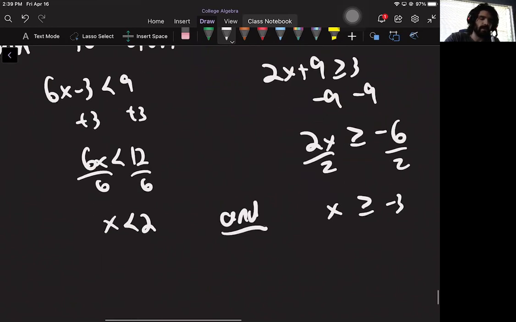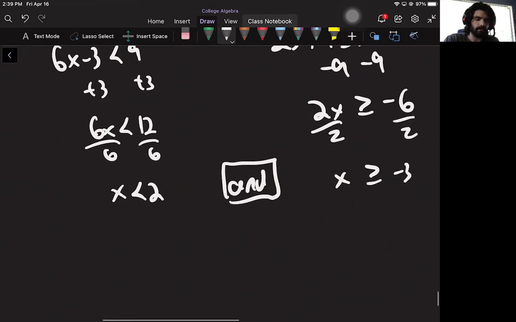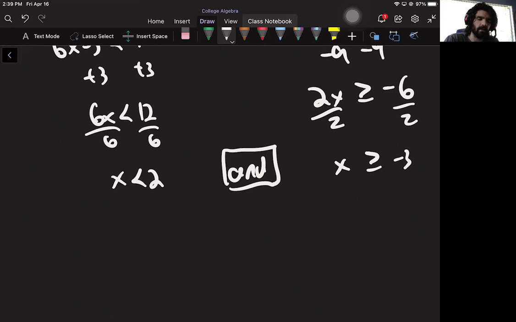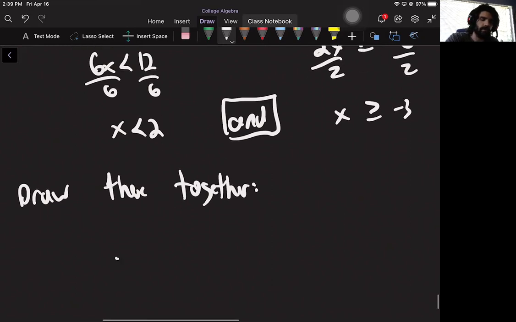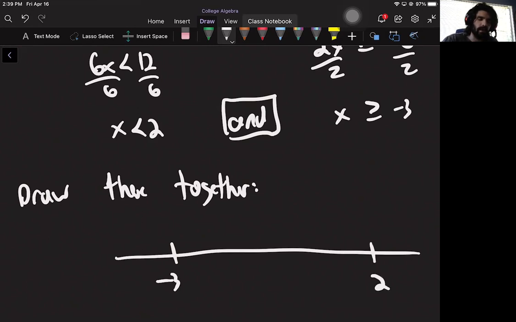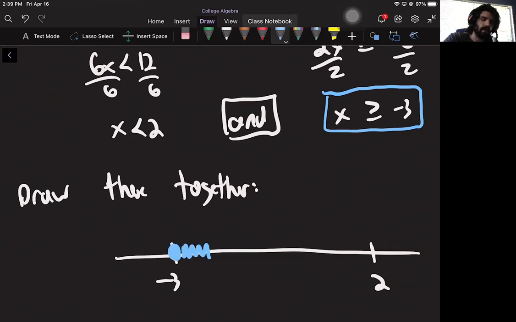So what this is saying is the x values, which are both less than 2 and bigger than or equal to negative 3, are the ones we want. Those are the ones that work. And how can I visualize that? Well, what I can do is I can, once again, draw them together. So first of all, I'm going to put them in the right order. So negative 3 is to the left of 2. And then I'm going to look at each one. So this is saying I only want the x values that are bigger than or equal to negative 3. So I can include negative 3, and then I can shade forever to the right.